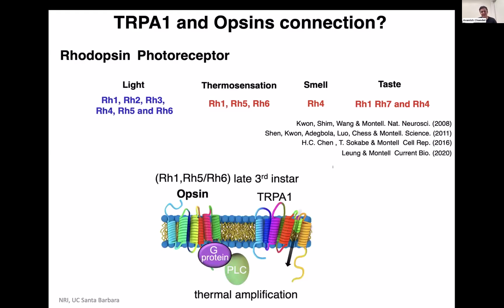In two independent studies, it has been shown that opsins in Drosophila play a role in thermosensory behavior, acting upstream of TRPA1. These studies suggest that opsins contribute to thermal signal amplification, enhancing flies' ability to detect temperature changes. So we wanted to explore if a similar mechanism is also playing a role in Aedes and its mechanism in sensing infrared radiation or heat.